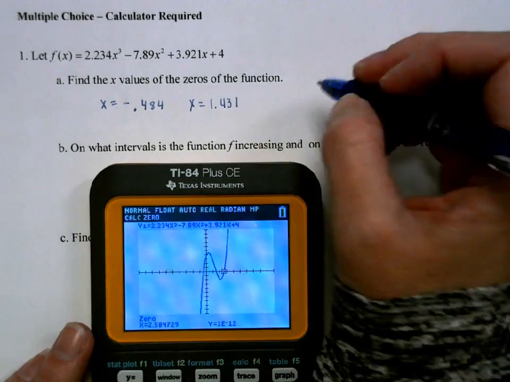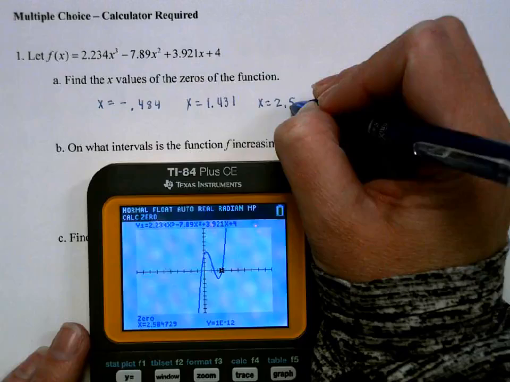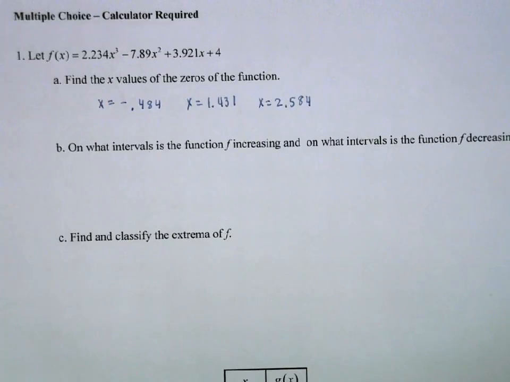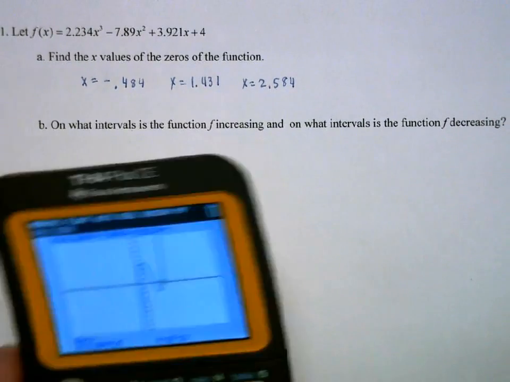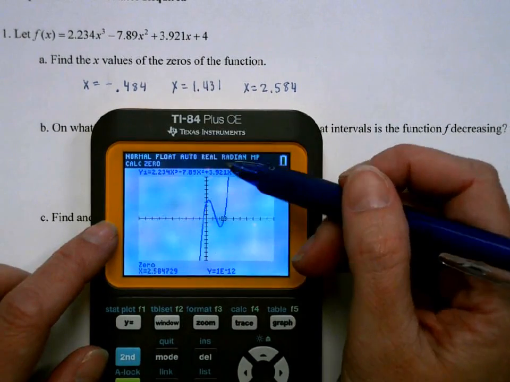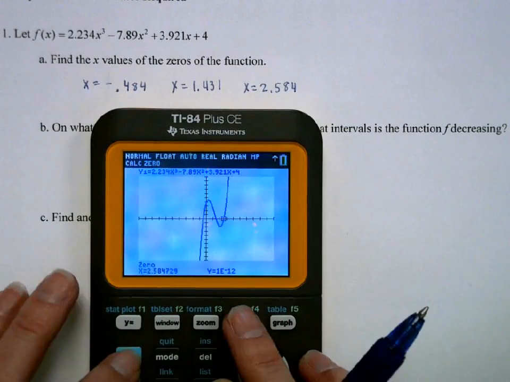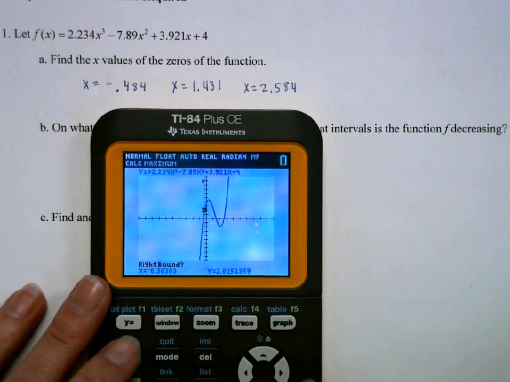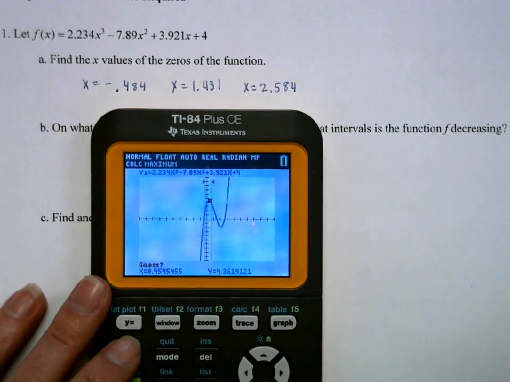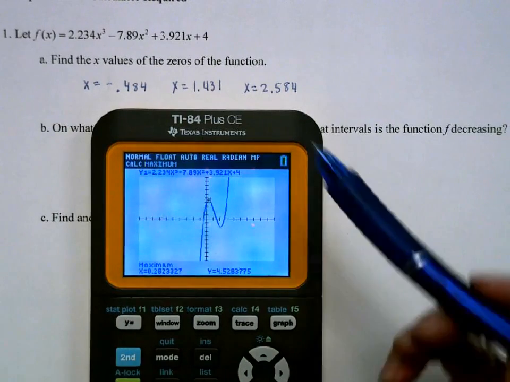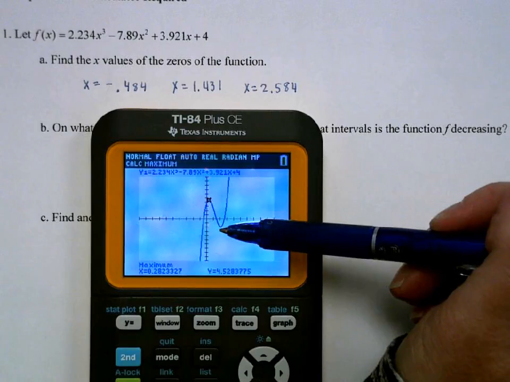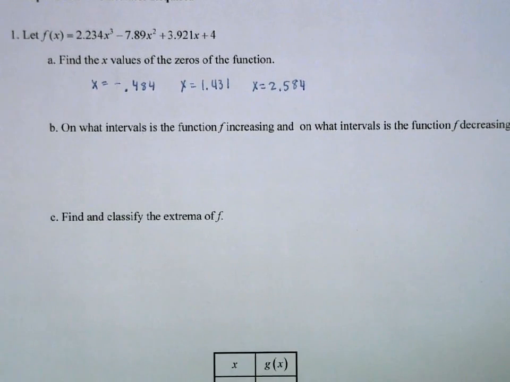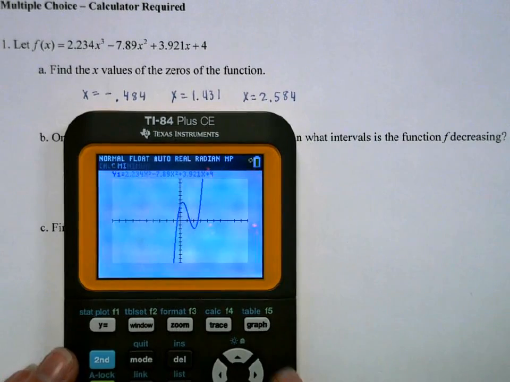Okay, next we want to know on what values it's increasing and decreasing. So it's increasing, decreasing, increasing. So what I need to do is find the max and min values. So I'm going to calculate the maximum. It's going to be the same questions, left bound, right bound, guess. So we get that maximum, so it's increasing to that point, then it's decreasing to the minimum, then it's increasing after that. So we'll find the minimum. Okay, so we're going to calculate the minimum. Okay, and that minimum value is 2.072.